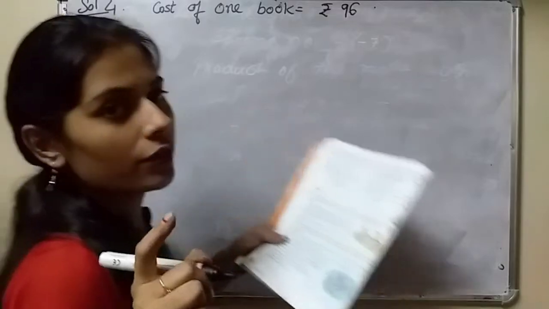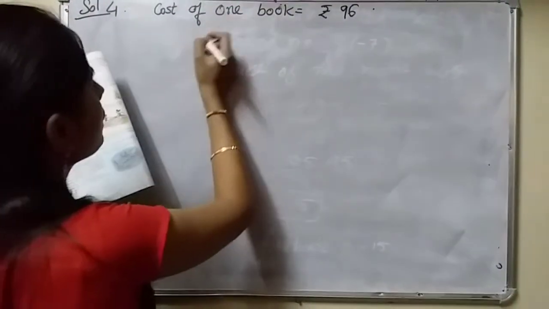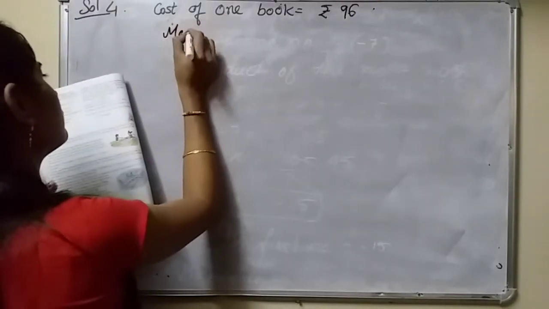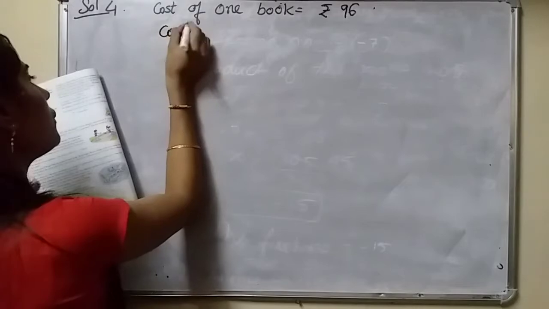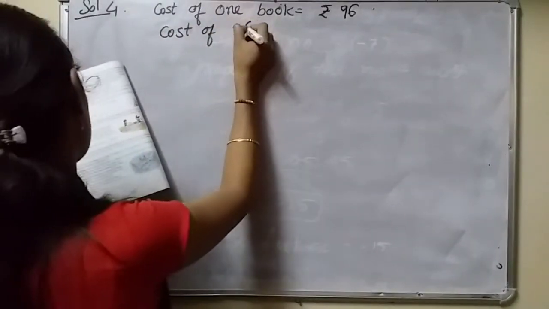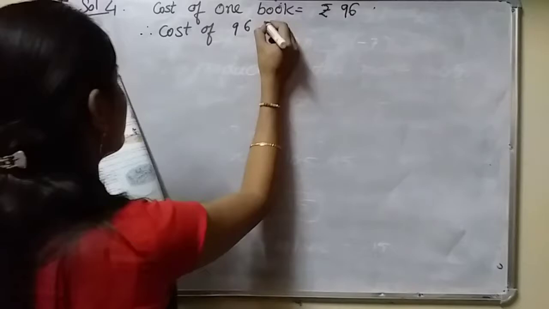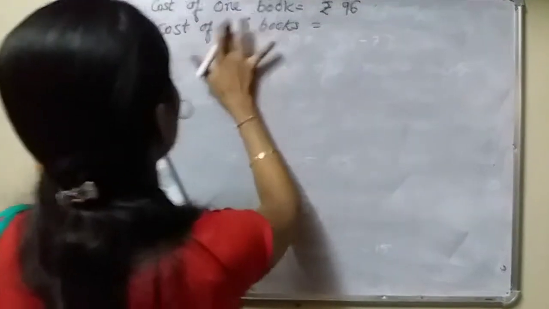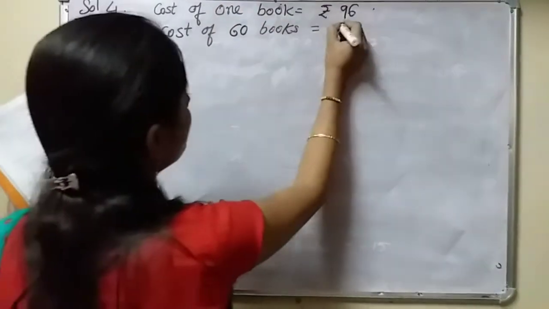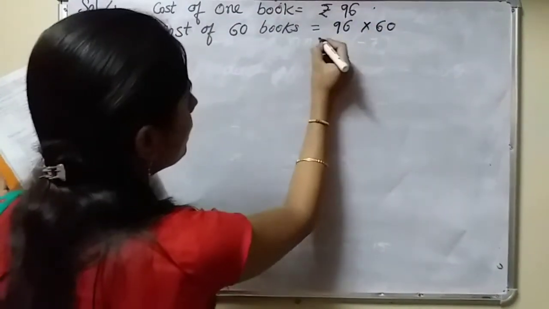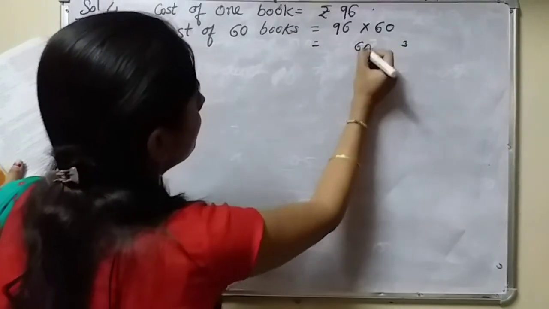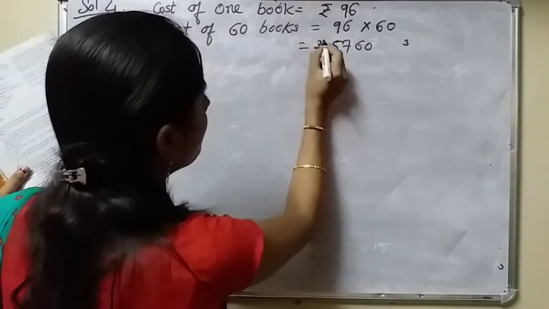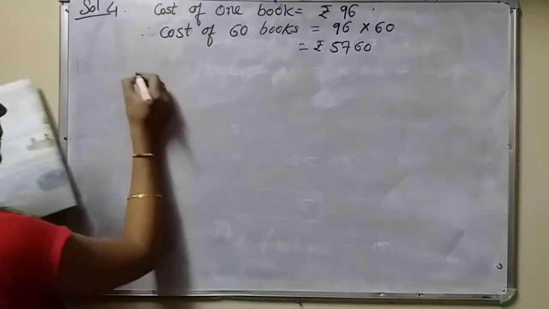Okay, if Mahesh bought 60 such books, then what is the cost of 60 books? Cost of 60 books is equal to 96 multiplied by 60, that is rupees 5760.